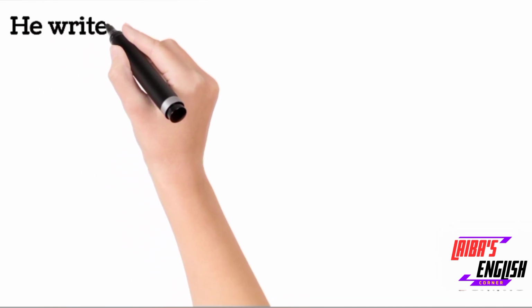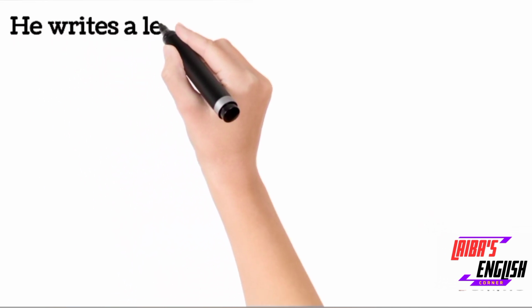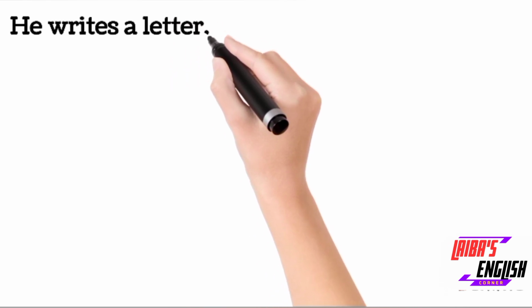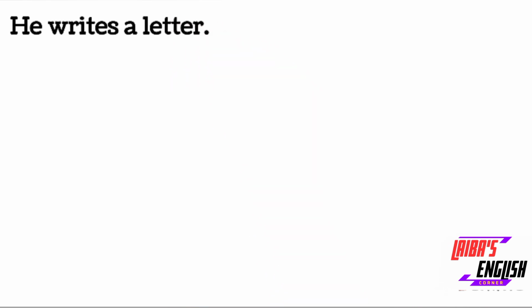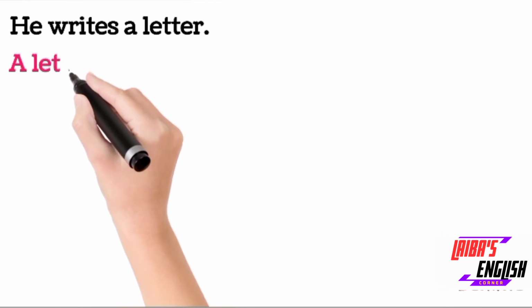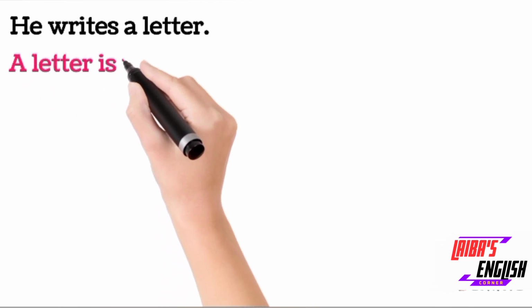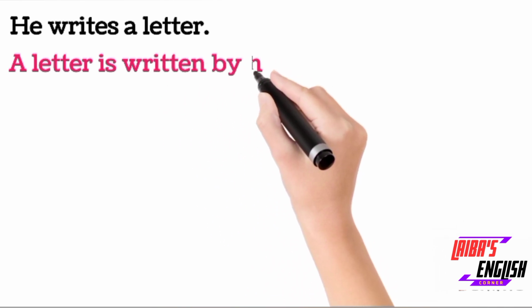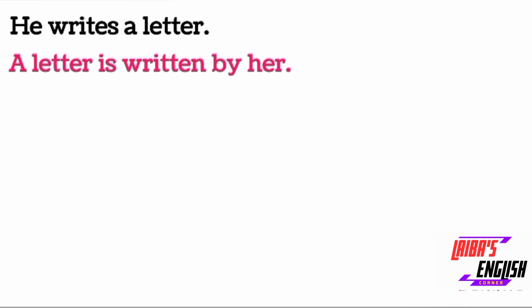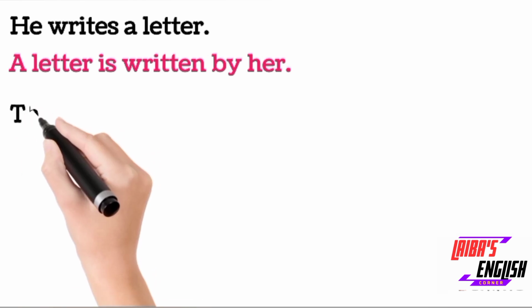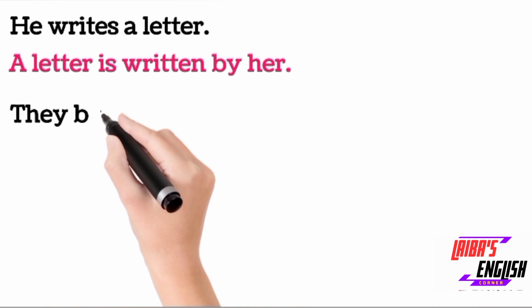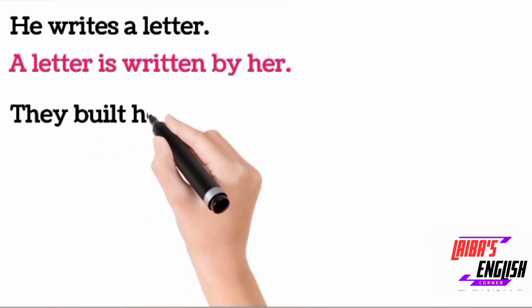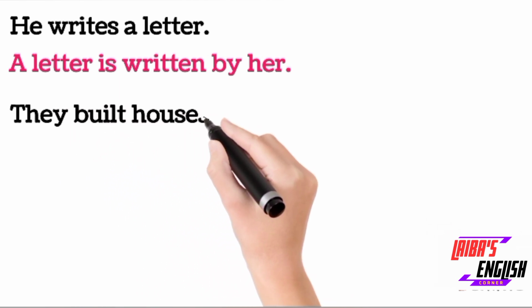We will have multiple examples to make our concept even more clear. Second example is he writes a letter. So here he is a subject, writes is the verb, a letter is an object. So object will come first, a letter. A letter is also singular, so we will use is with it. A letter is. Write, third form written, we will use by according to the structure and he will change into him. A letter is written by him, not her. There is a mistake. Her, no, him.